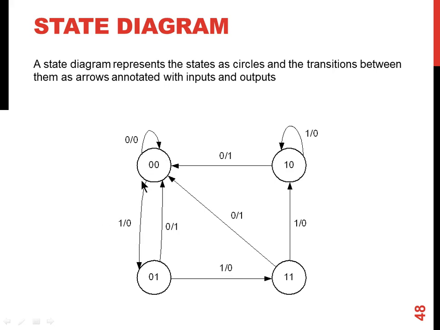So if input is 1, it will go to state 1. Again, input is 1, it will go to state 3. If input is 1, again, it will go to state 2. If input is 0, it will go back to state 0. The first part is input, the second part is output.